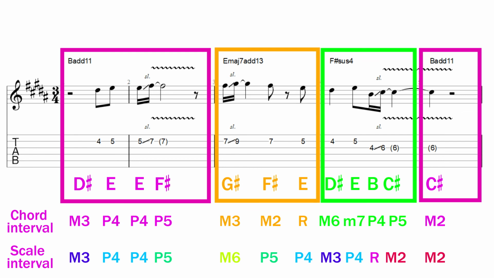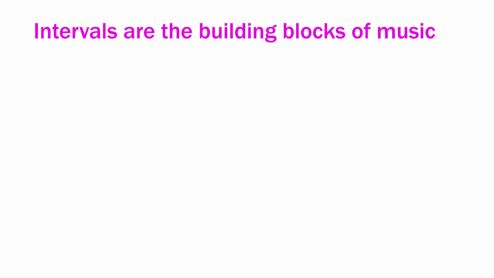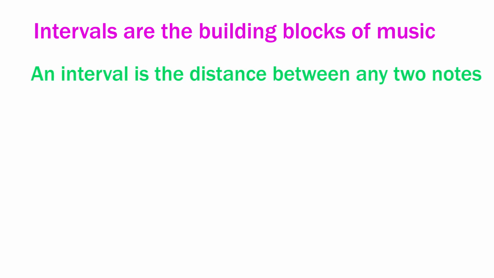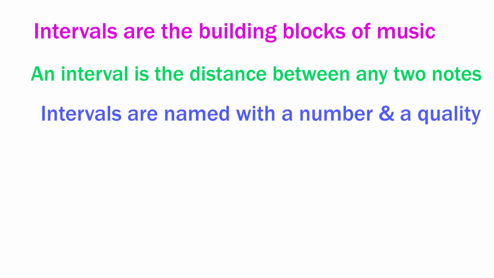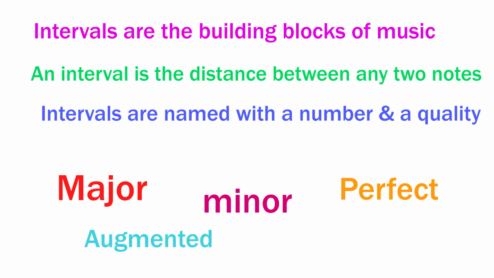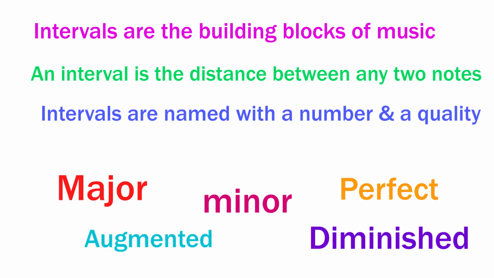As you learn about scales and chords, you'll strengthen your understanding of intervals. Here are the main points to remember before moving on to other topics. Intervals are the building blocks of music. An interval is the distance between any 2 notes. Different intervals have different names and different qualities such as major, minor, and perfect. There's a lot more we could look at with intervals, but this is plenty to get you started.